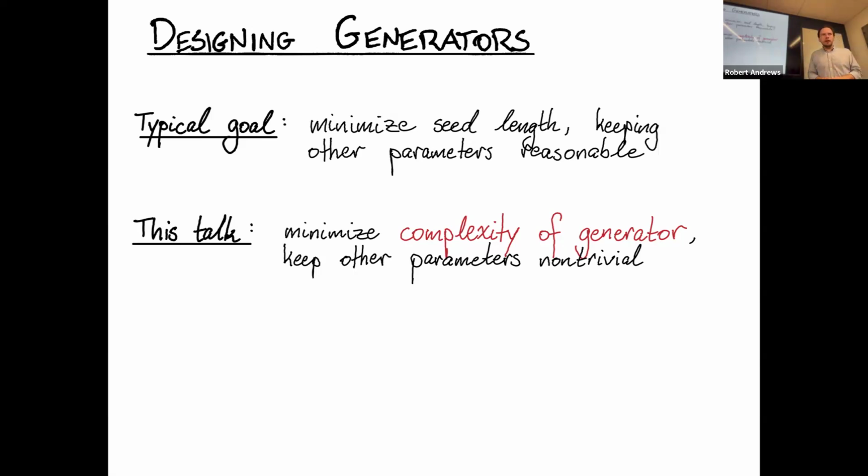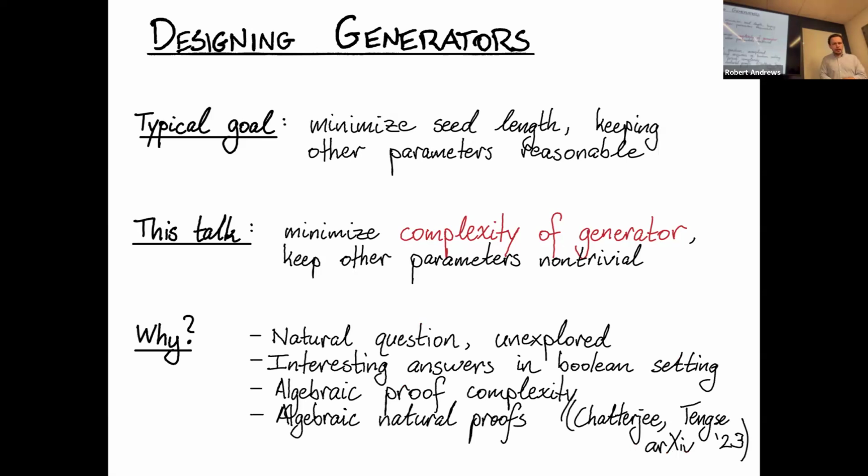That's the goal. And you can ask, well, why? Why should you care about this? Because this is not going to give you good derandomization. This is like some other task. And I have a few answers. One is just, I think this is a totally natural question, and it's relatively unexplored as far as algebraic pseudorandomness is concerned. This is really a question that's only popped up in the past couple of years. We don't know much about this.